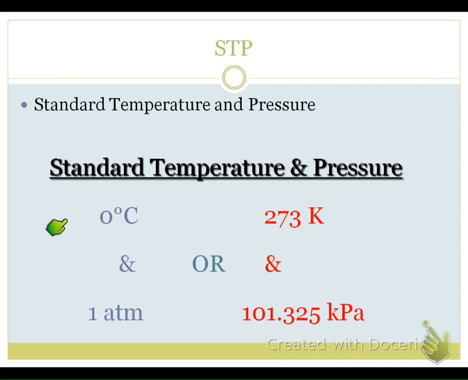So now you need to memorize these conditions so that you understand if I say I have 40 liters of a gas at STP, you know what the pressure is and you know what the temperature is. That's what STP means. It's a common standard set of conditions.